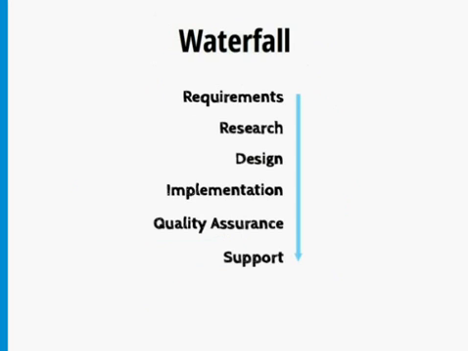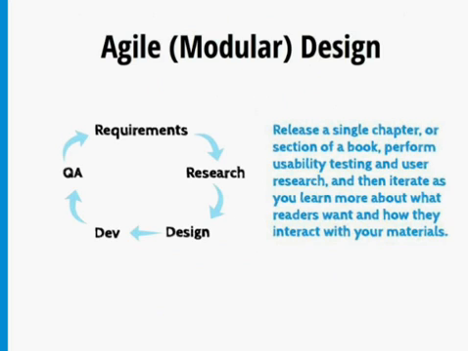Right? And so it's really important, I think, here to know before you start what process is going to work for you, whether or not the team or your own individual preference requires you to start from the beginning, go to the end, sort of do it in one linear push, or whether or not you want to do something a bit more agile. So the agile or modular design allows you a little bit more flexibility. You, for example, could release a single chapter or a section of book, perform usability testing and user research, and then iterate as you learn more about what your readers want and how they will interact with your materials.